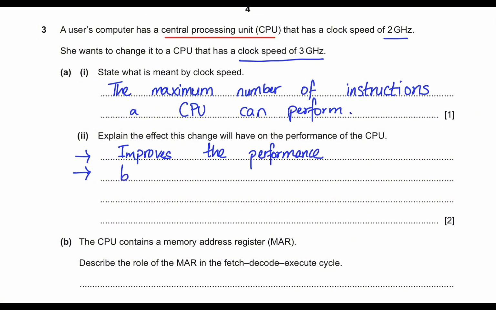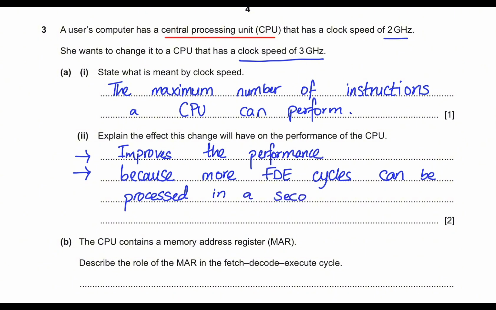Because, why? Why do you say this? You have to explain why you are saying this. Because more fetch execute cycles, FDE stands for fetch decode execute, cycles can be processed in 1 second. So it improves the performance because more fetch execute cycles can be processed in a second.